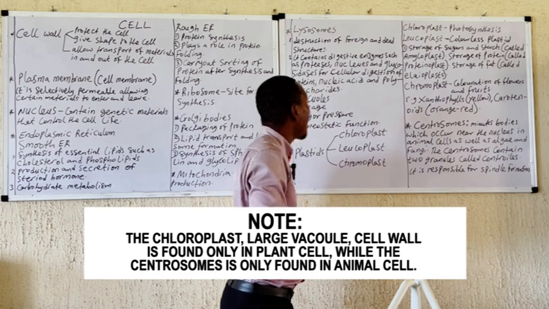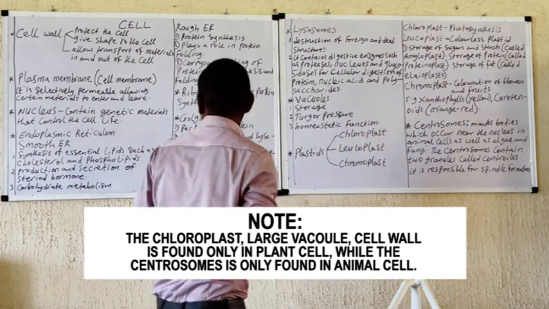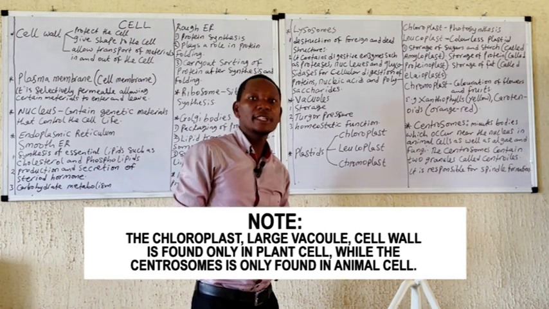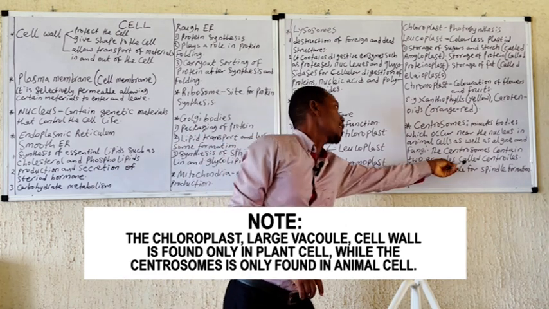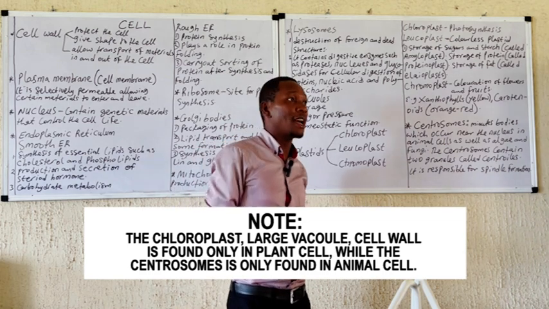Take note that the chloroplast, the cell wall, and the large vacuole are only present in plant cells, while the centriole is actually present in animal cells. The various differences between plant and animal cells I have discussed before.